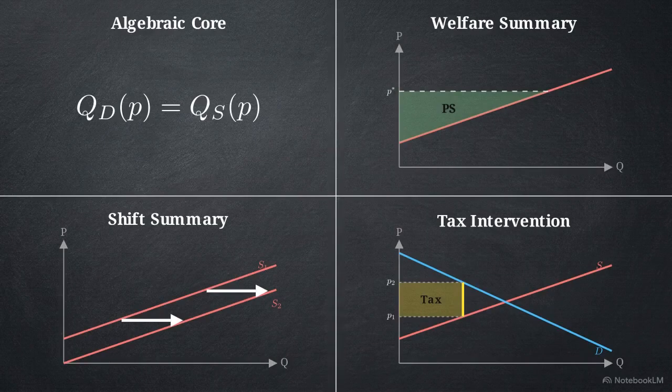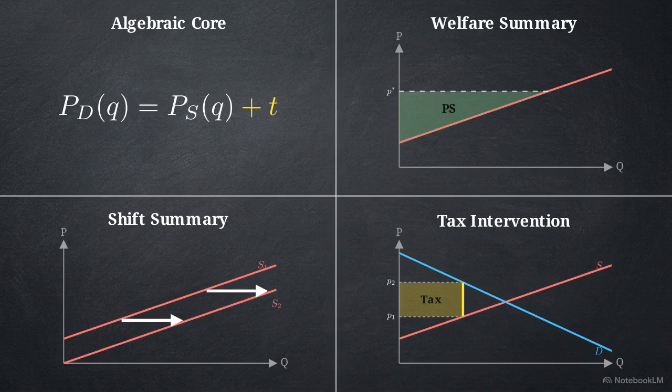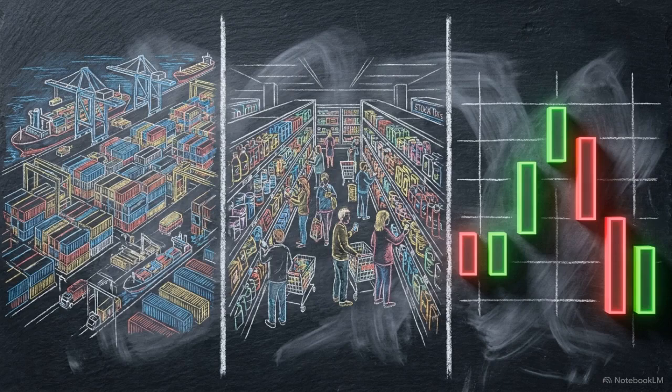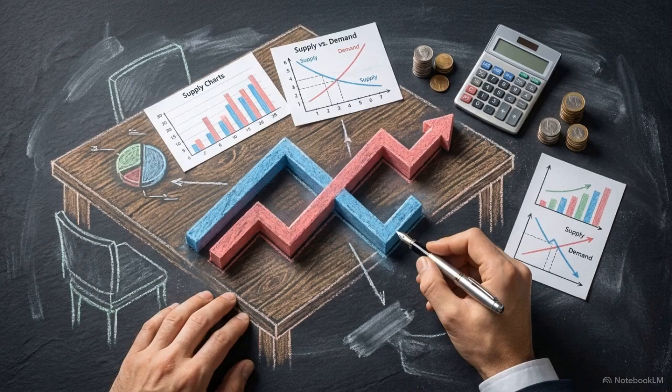To solve for this disruption mathematically, we adjust the inverse supply equation. We add the tax variable T to the producer's price, and then set that new equation equal to demand. By modeling supply, demand, and external shocks, we pinpoint where a market clears, and when interventions like taxes occur, we have the tools to calculate the precise welfare cost assigned to every participant.